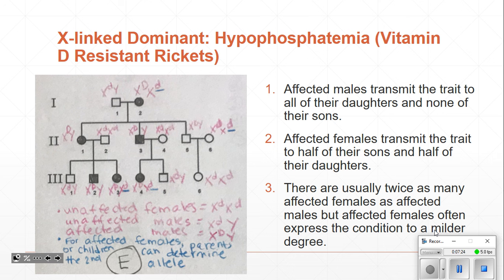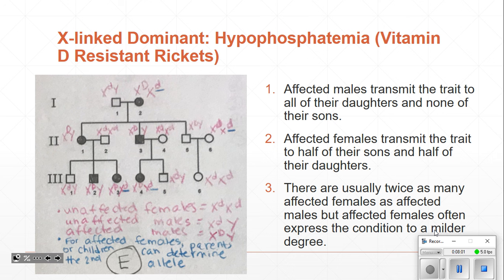Now, some of the clues that you would look for the X-linked dominant pattern of inheritance. First, affected males transmit the traits to all of their daughters and none of their sons. That's pretty forceful wording, all and none. We were always certain that fathers don't pass X-linked traits on to their sons. In the last example, though, we said that their daughters would be carriers, at least. But now we're saying affected males transmit the trait to all of their daughters.